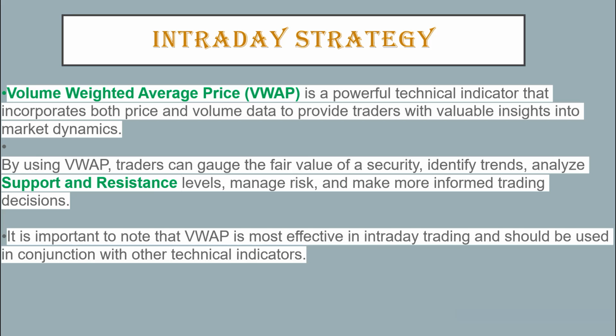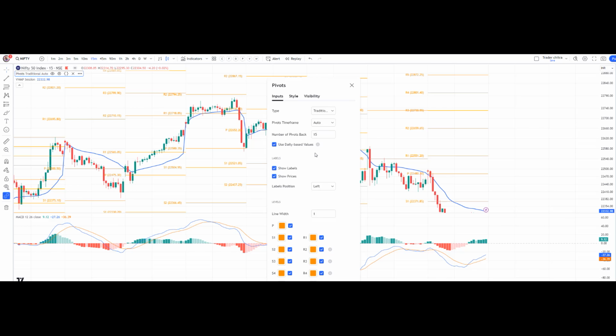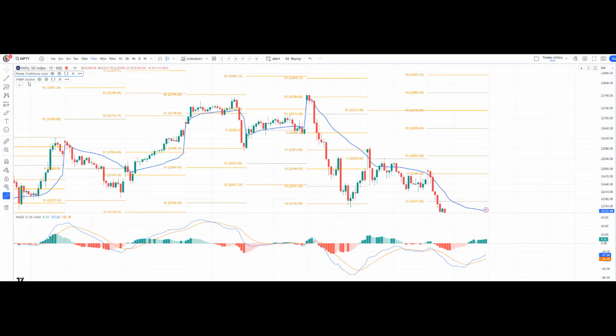So this is the Nifty chart, 15 minutes time frame. The indicator I have added is the traditional pivot points. In settings we are not going to change anything. We use this pivot point in order to know the support and resistance levels. P is the pivot level, and S1, S2, S3 are the support levels, while R1, R2 are the resistance levels. Click on OK; the type is the traditional pivot.